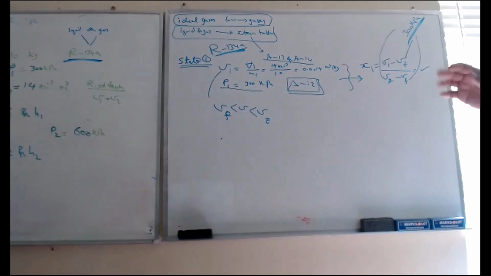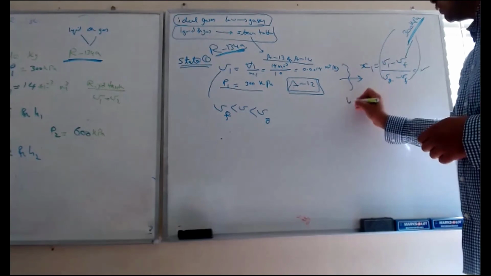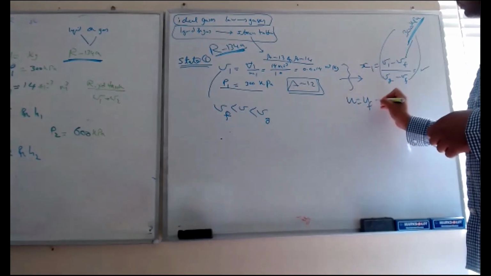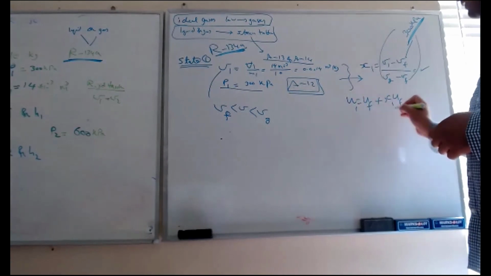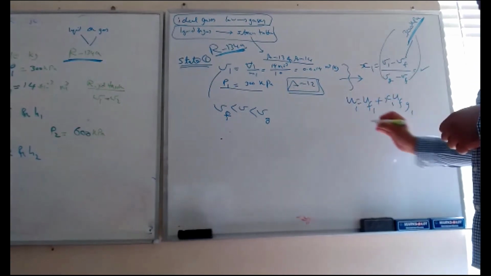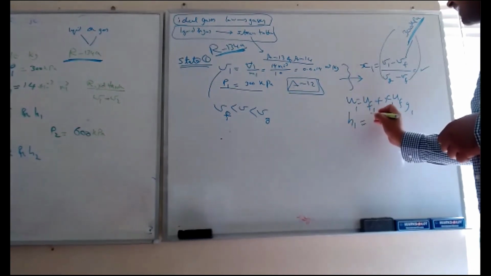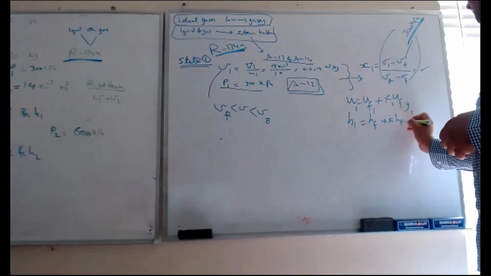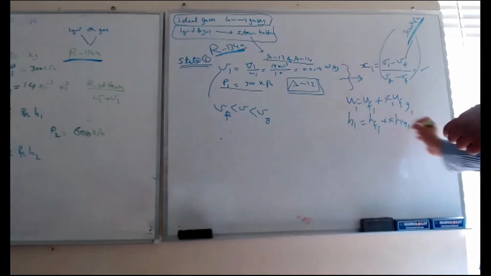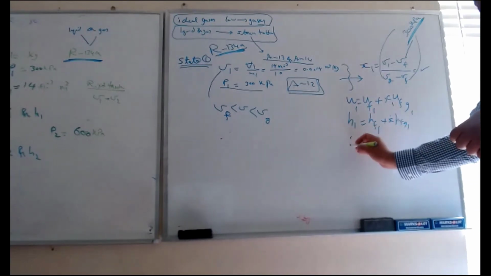You can write behind me because there are no notes for this problem, maybe. So X equals this. This is the quality. I can get everything. If I want U, it's UF plus X UFG. Everything is known, and this is the one unknown. I want H, it's HF plus X HFG. Everything is known. I want S. I want anything. I want T.